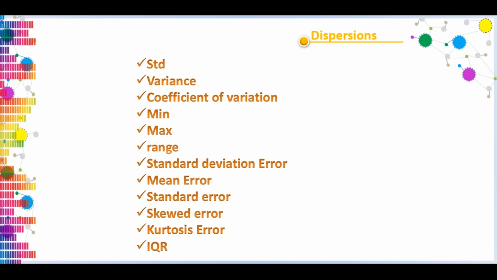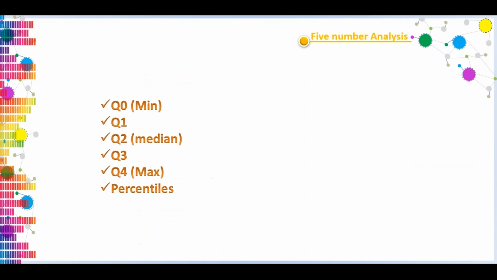Dispersions, few of them you are aware of, like standard deviation, variance, coefficient of variation, minimum, maximum, range, standard error, mean error. Except for skewness, kurtosis, and IQR, everything you are aware of; you learned it up to 10th class. And quartiles, you are aware of this also, and percentages, right? It's also called quartiles, like Q1, Q2, Q3, that is 25, 50, 75. Other than the quartiles, it comes under percentiles. These we are going to discuss.